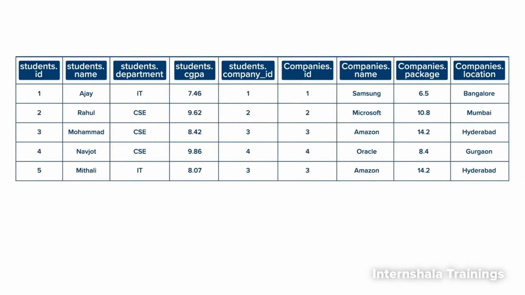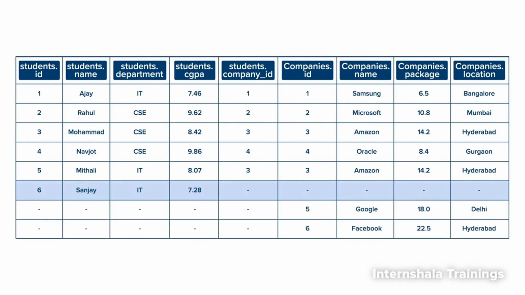If we compare the data of this table with the data of the previous tables, we can see that the information corresponding to Sanjay is missing. Also, the records from the company table that correspond to Google and Facebook are also missing. This is because we have used inner join now.